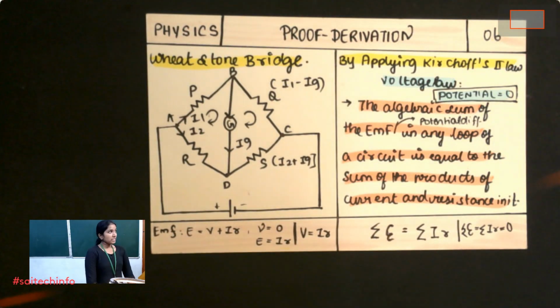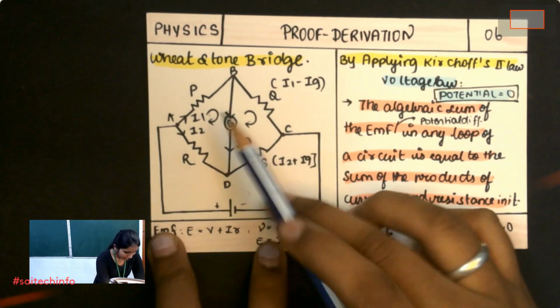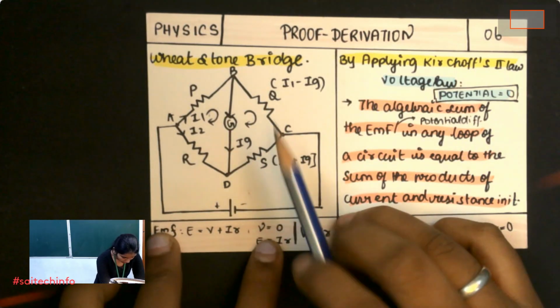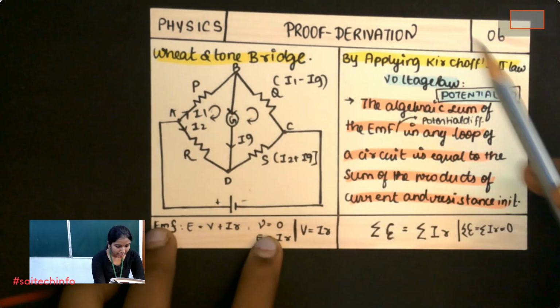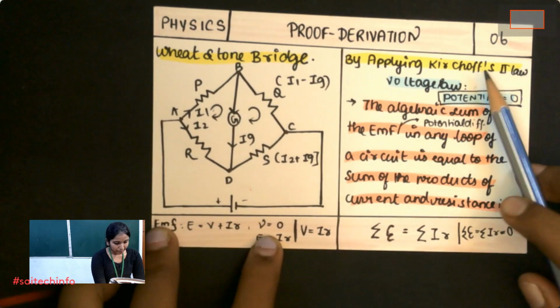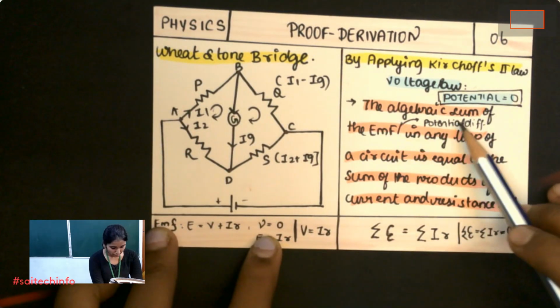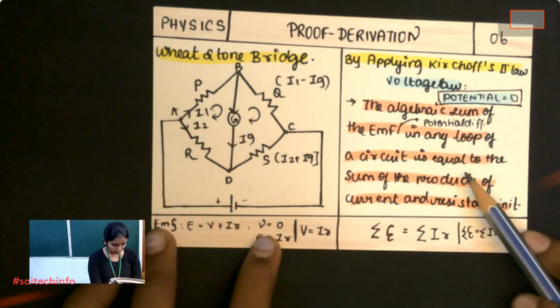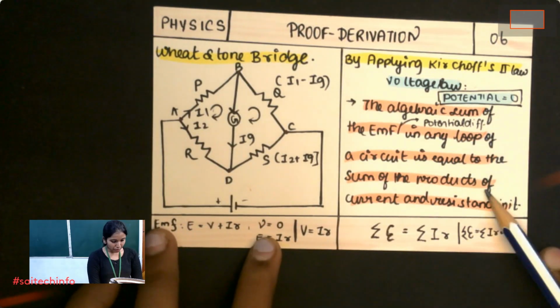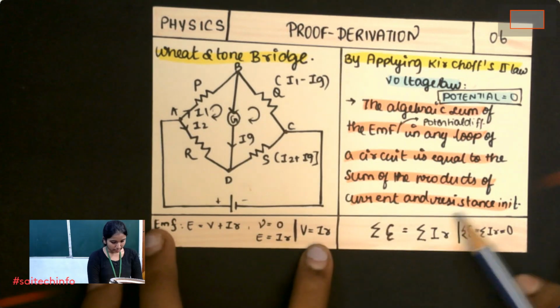So first here is the diagram. PQRS are the 4 resistances. We start with Kirchhoff's second law. The second law says the algebraic sum of the EMF or potential difference in any loop of a circuit is equal to the sum of the products of current and resistance in it.